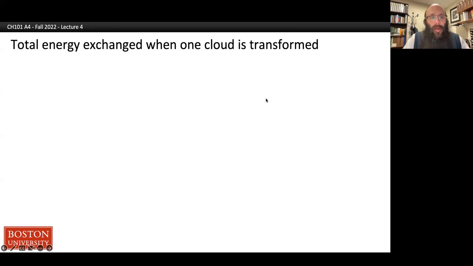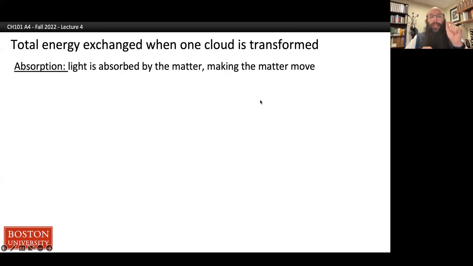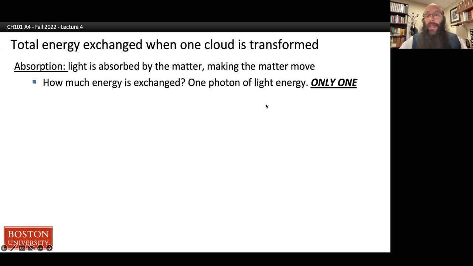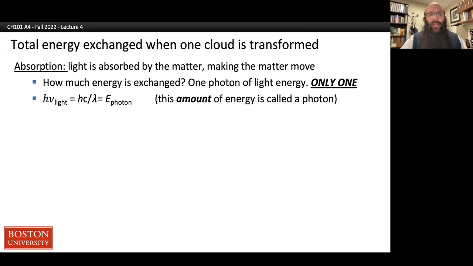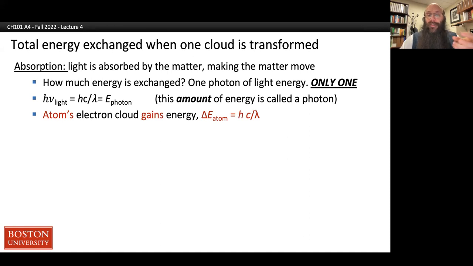And so to summarize, absorption is when light is absorbed by the matter, making it move. How much energy is exchanged? A photon of light energy, but only one atom, one electron, one absorption of one photon of light energy. How much is that? hc over lambda, or h times nu. The atom's electron cloud gains energy, the change in the atom. And notice, this is a big deal. We're going to keep coming back to this.